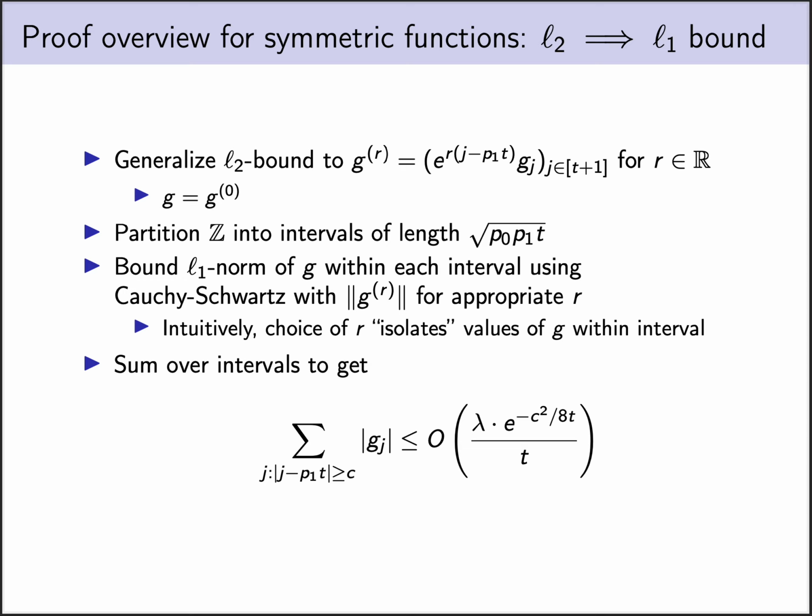So now it remains to go from an L2 to an L1 norm. Basically, I won't go through all the details here, but the idea is to bring back in moment-generating functions in order to weight different components in little g according to their distance from the mean. And the idea then is we can partition the integers into intervals of length roughly root T. And we can apply Cauchy-Schwarz within each interval, using these weights to select out the values of little g within that interval. And ultimately, we get bounds within each interval, and we sum them up to get our desired bound.